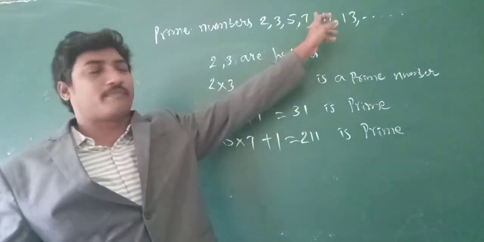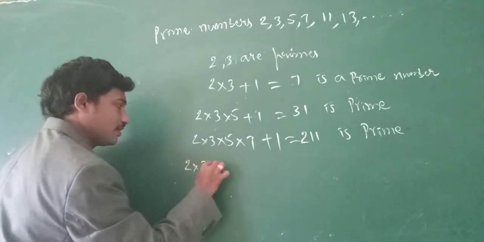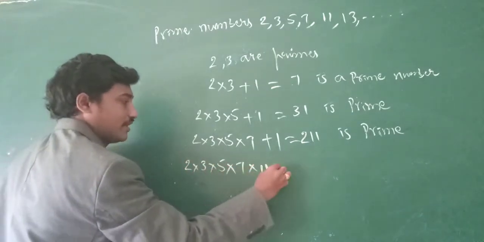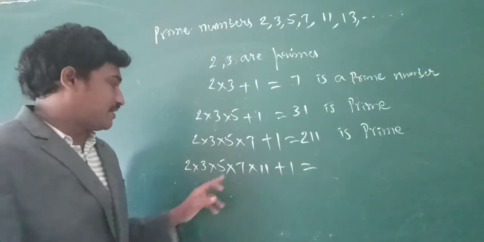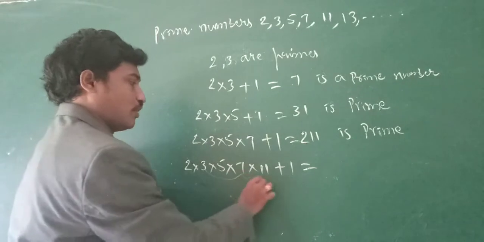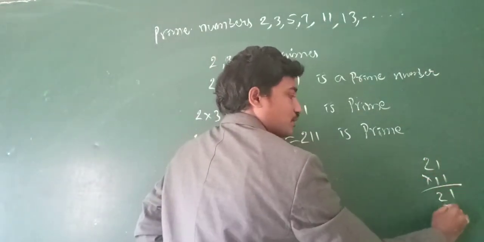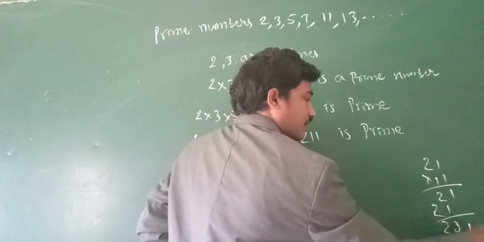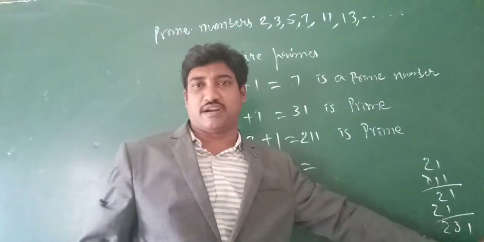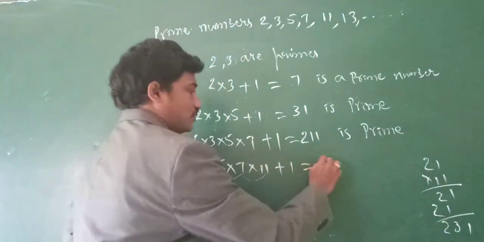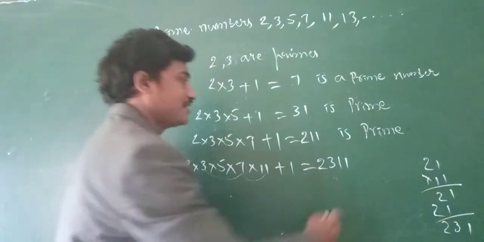I am taking another prime number, 11 also. 2 into 3 into 5 into 7 into 11 plus 1. 3 7s 21, 21 11s 231. 231 into 10 is 2310, plus 1 is 2311. 2311 is prime.